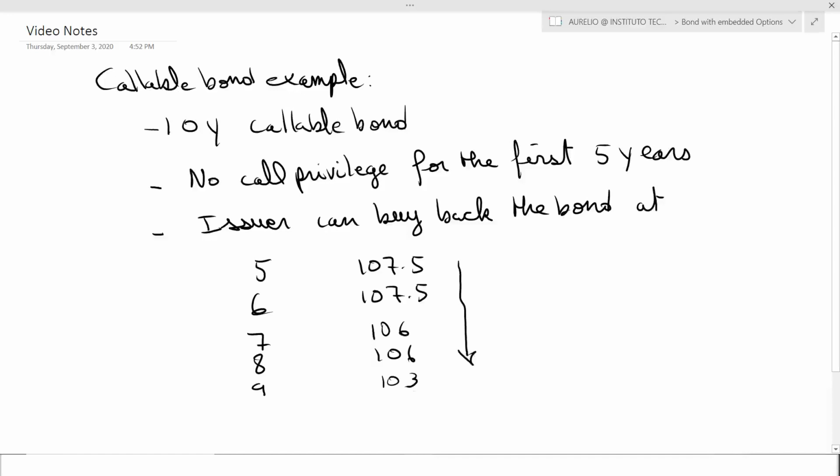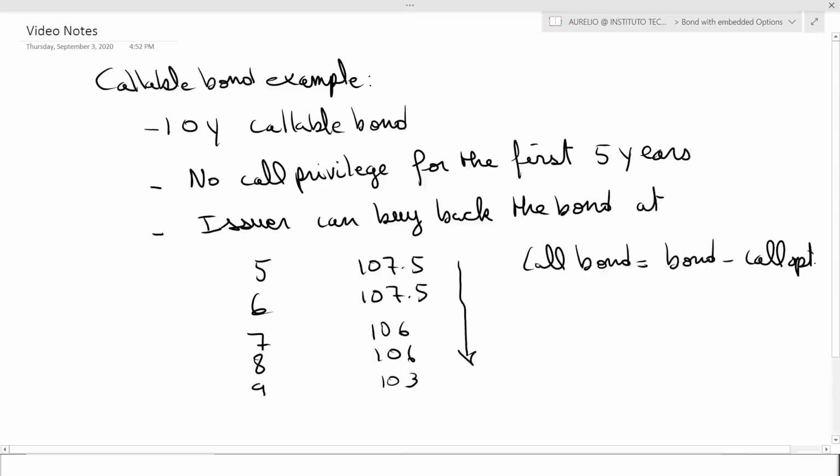Another characteristic of this callable bond is that the callable bond is equal to the plain vanilla bond minus a call option. The call option is basically this buyback that the issuer can have on the bond. So it's like you are selling a call option to the issuer. So for this reason, a callable bond is going to have higher yield than a plain vanilla bond.